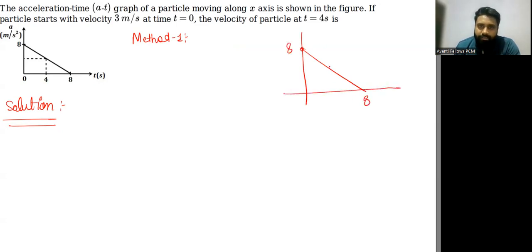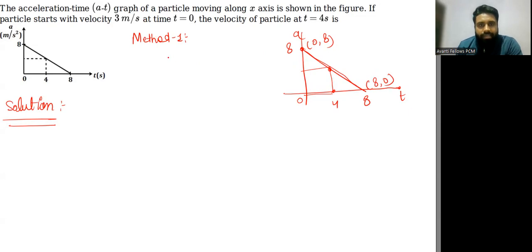Method 1. In this question, an acceleration-time graph is given. This point is 8. This is also 8. This point is 4. And this is 0, a versus t. So firstly, we are going to relate this acceleration with time, and then we are going to use the equation dv by dt equals a. Put the expression of a in that equation and integrate to get the expression of velocity. Now we know that this is a straight line. This coordinate is 0, 8, and these coordinates are 8, 0.